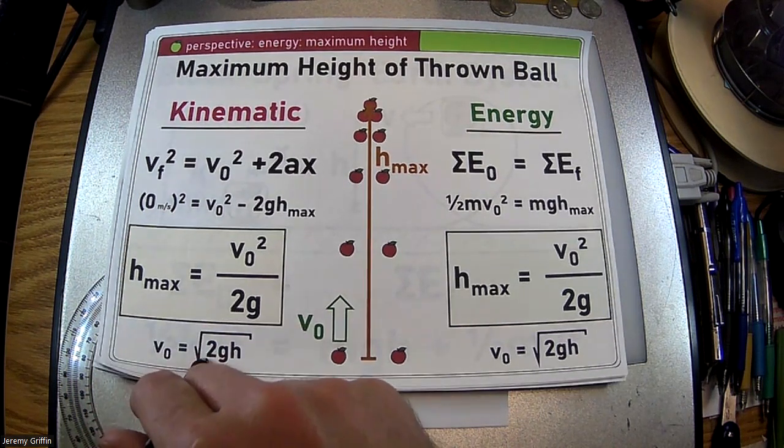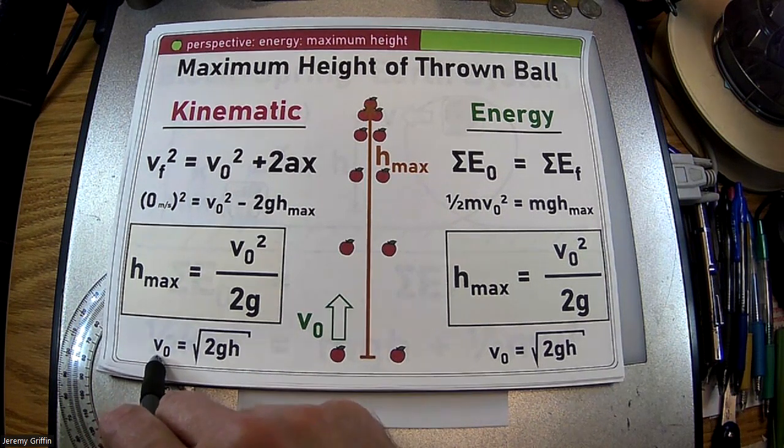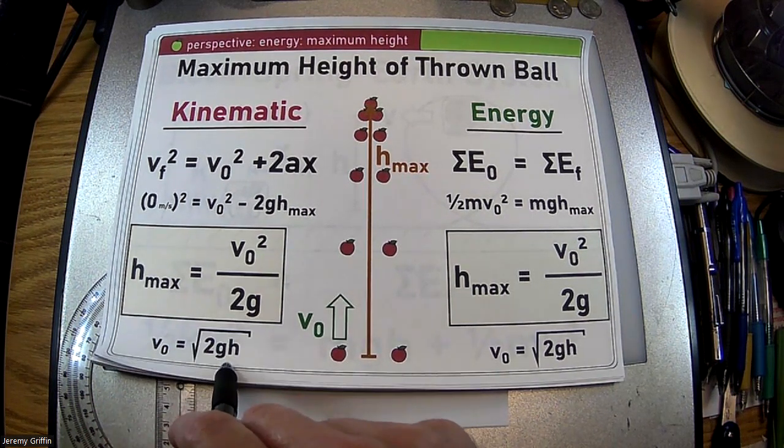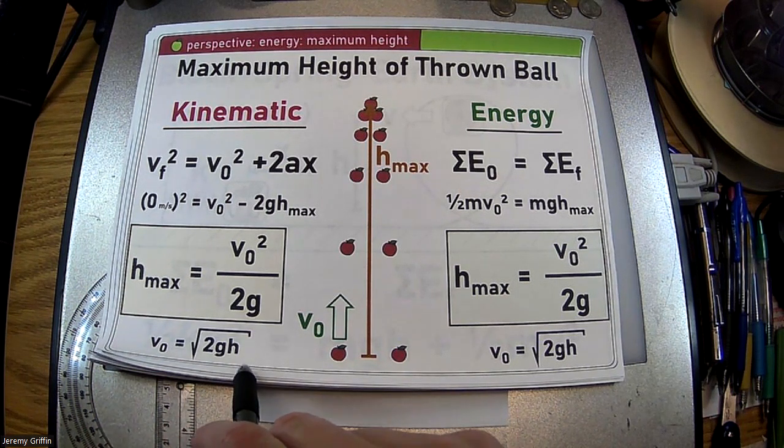And then right beneath this, the other question you could ask is, what is your throwing speed based on how high it goes? Oh, and look at that, it's square root of 2gh, right? Which you guys have seen a lot of times in this class too.